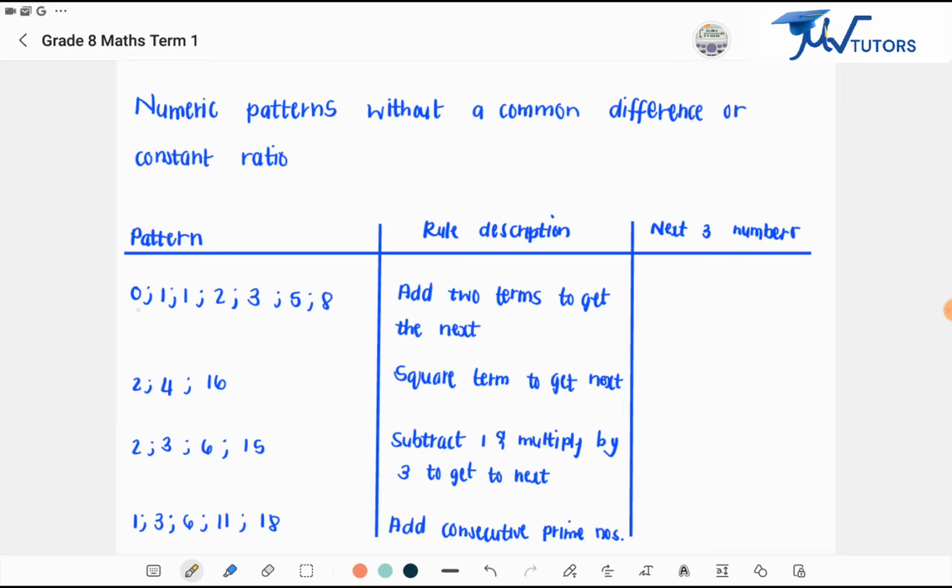So if I go from 0 to 1, then I have added 1. But now if I go from 1 to 1, I've added 0. So what's going on? From 1 to 2, I've added 1. From 2 to 3, I've added 1. From 3 to 5, I've added 2. So, geez, I cannot see a pattern here. So I need to go back and see what else we can do here.